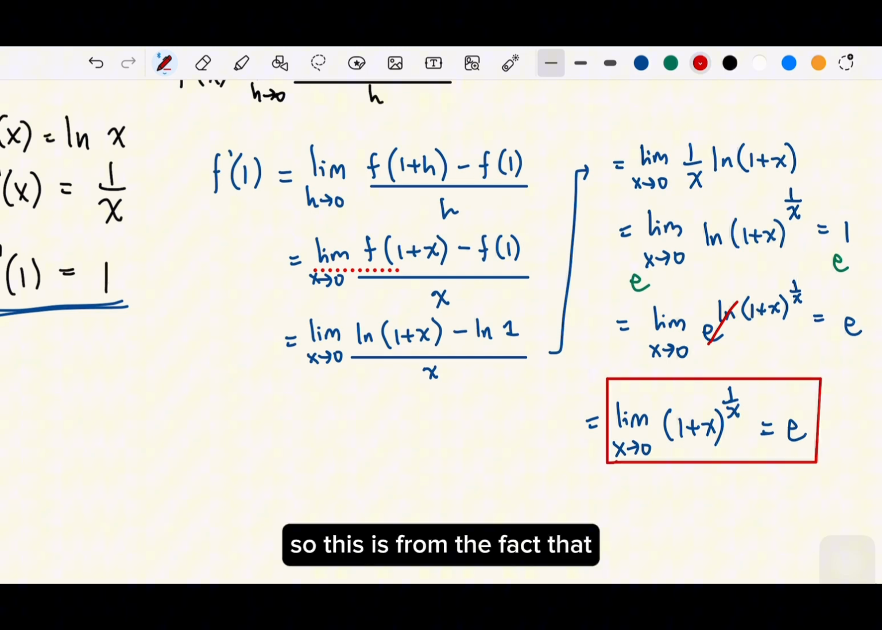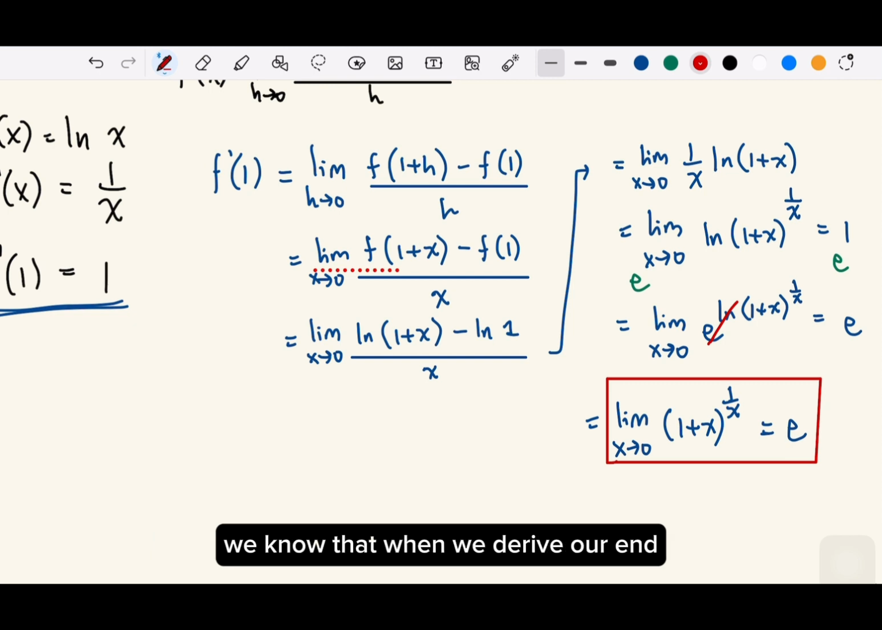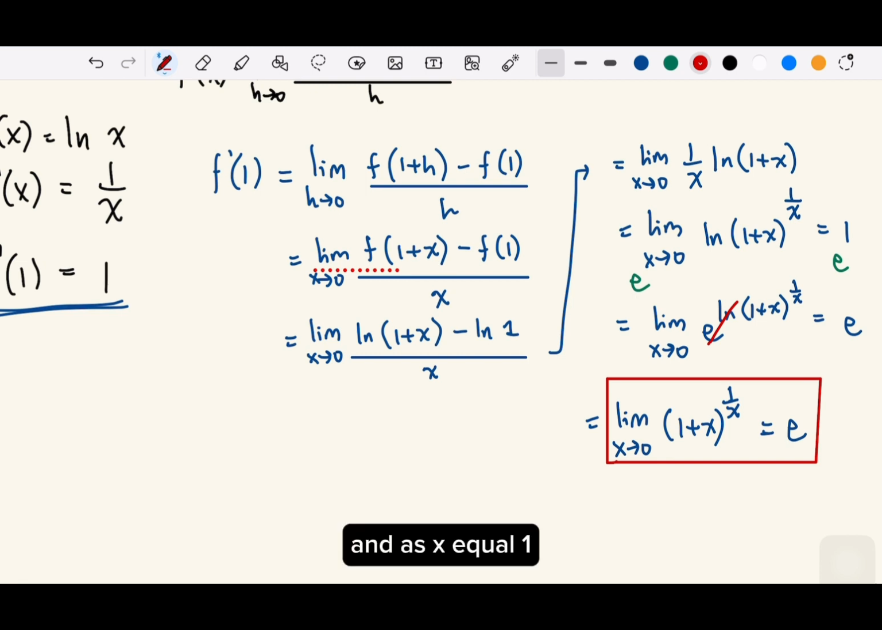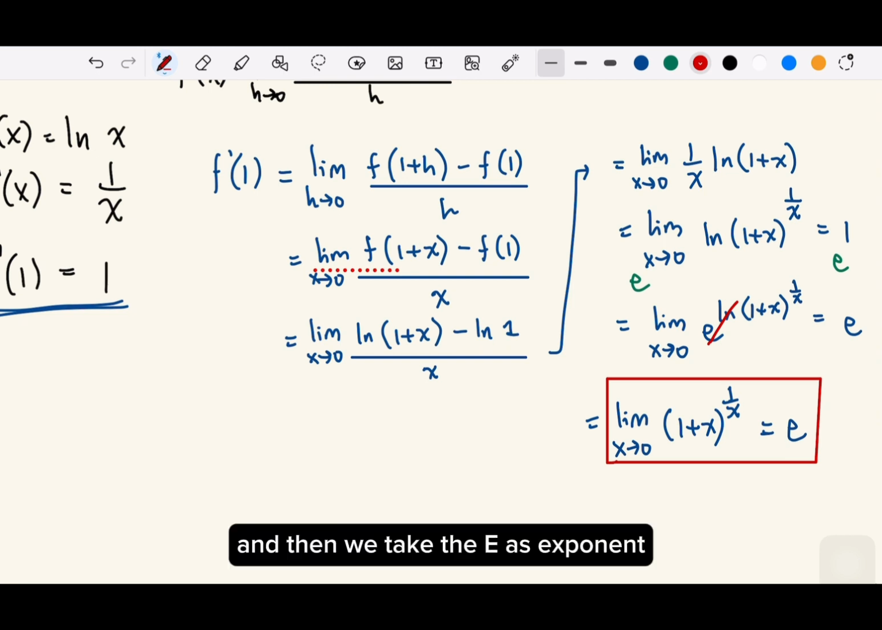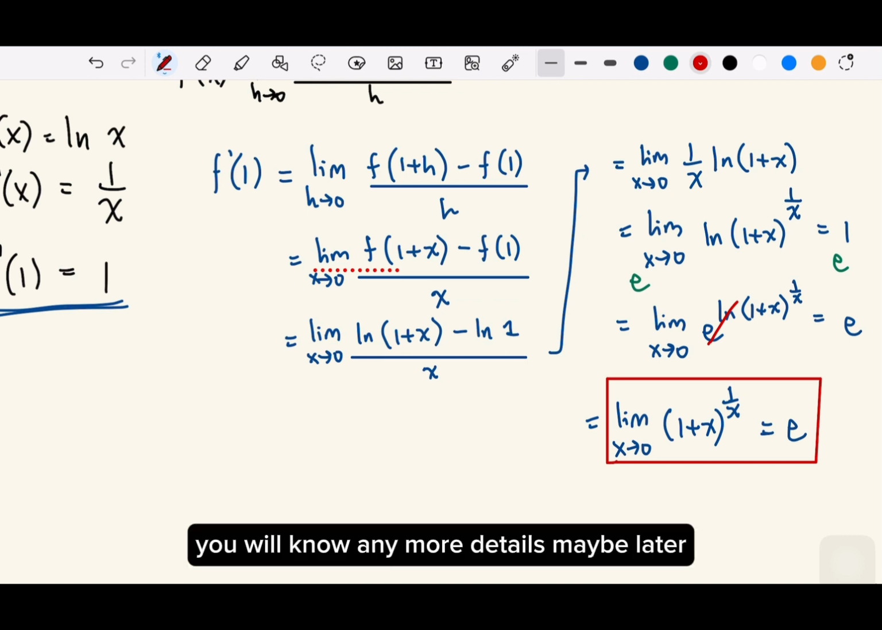So this is from the fact that we can have our limit definition. We know that when we differentiate ln, it becomes 1 over x. And at x equal 1, the value is 1, which is this. And then we take the e as the exponent, and then with this as a power, so we take that in both sides. Do you understand how to do this? Not good? So I think you will know in more detail maybe later in basic.